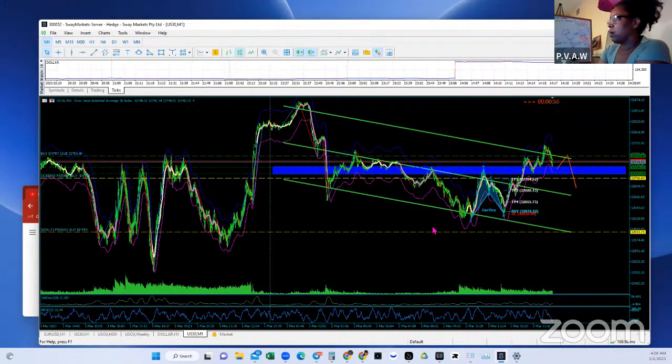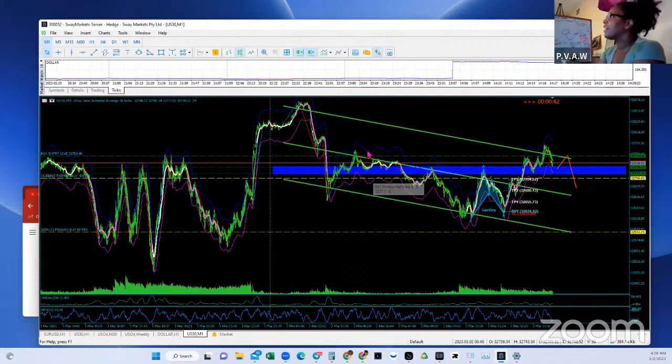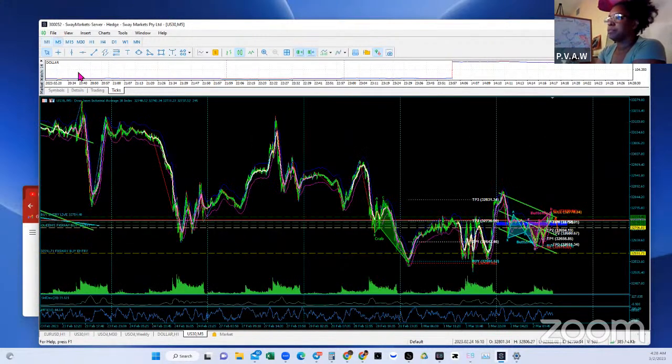Okay, so I bought down here yesterday. This is where I bought yesterday, in this area. The market came low, but didn't make a lower low. It didn't come low enough back to my entry, and that's why I still have it open. Plus I was asleep. Okay, so anyways, next is the M5 chart.